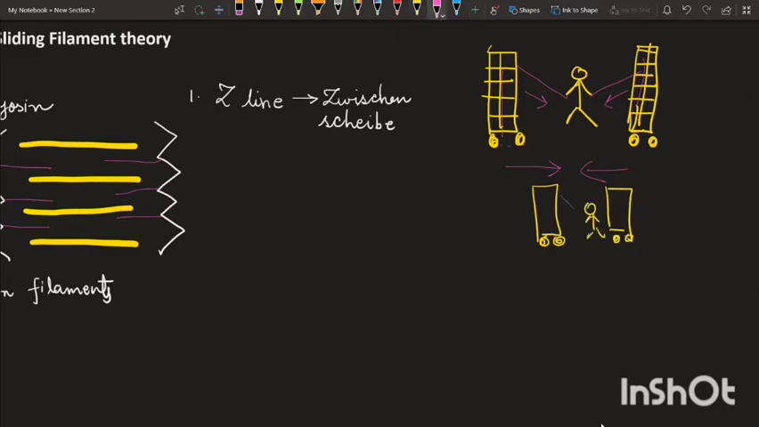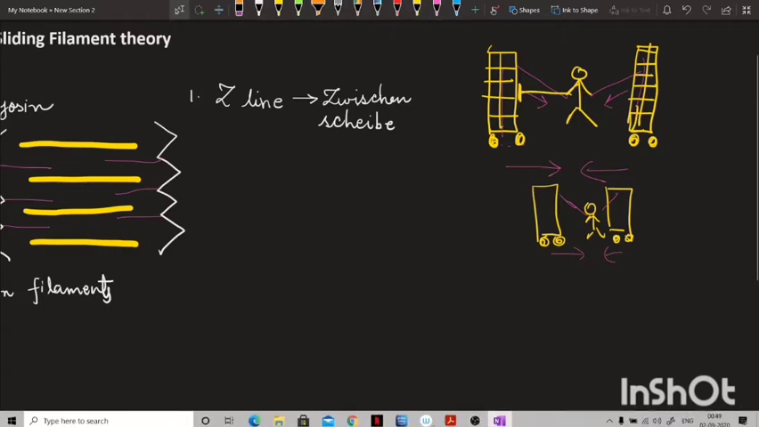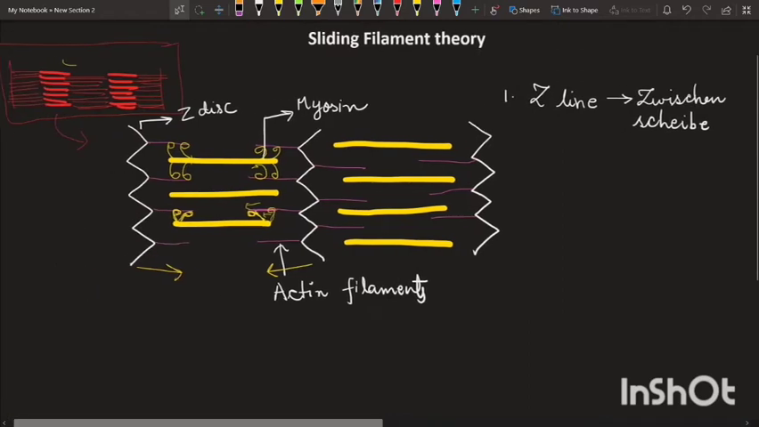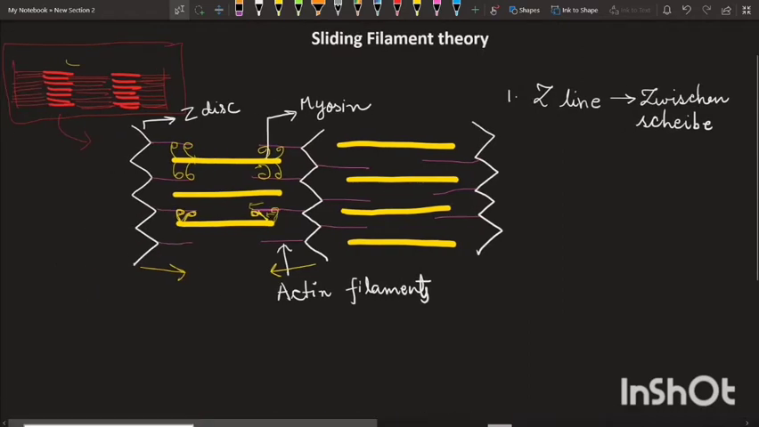Okay, now these racks can be pulled, but can they be pushed? Of course they can be pushed with the help of some external force, like if this person applies pressure, but they cannot be pushed with the help of the rope. Same thing happens over here with our muscles, which can be pulled but cannot be pushed.